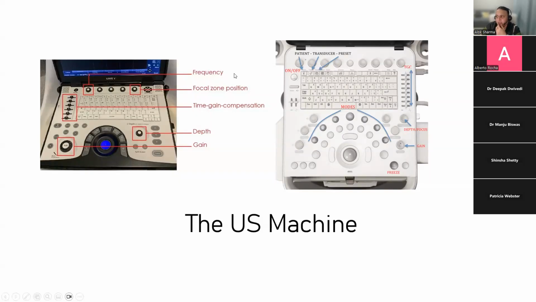Okay, so for everyone who has never used or touched a probe in an ultrasound machine, the steps we'll talk about, but you need to know the frequency button. You need to know depth and gain. You need to know about time gain compensation. And for those of you who've got a focus button, you need to be able to know where the focus button is. First step is turning off and on, letting the machine boot.